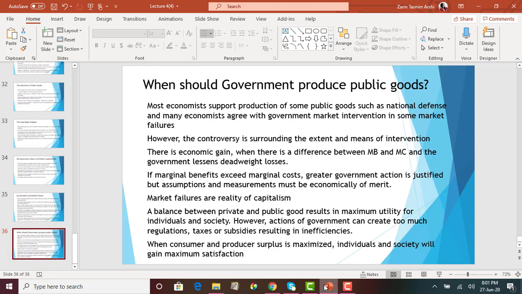But most economists still suggest that some level of public good is necessary in the economy, and the government should intervene at some level in the market. However, as long as the marginal benefit is greater than marginal cost, government should intervene. In the opposite scenario, government should stay out of the market. Okay, so that's the end of lecture 4. I know it was a little bit lengthy, but that's all.